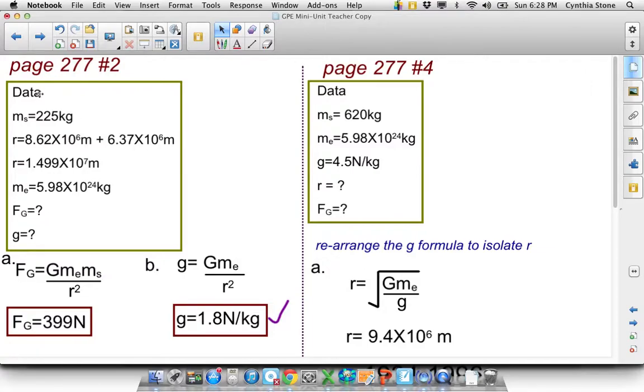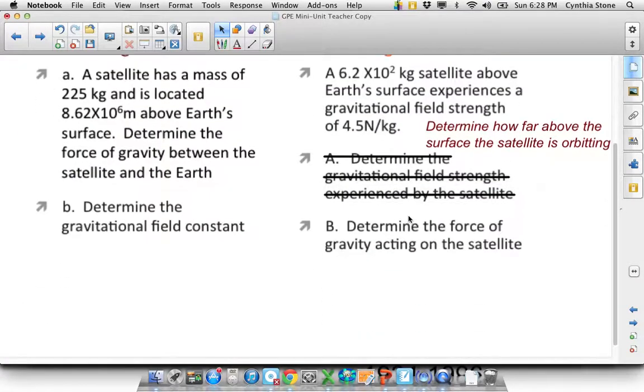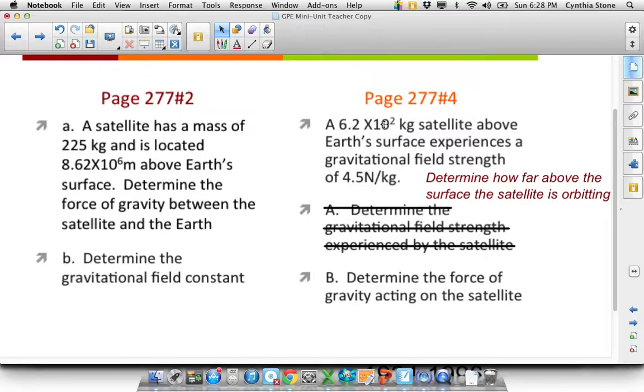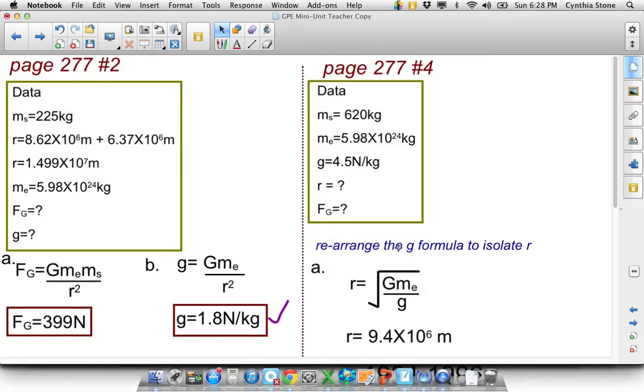Okay, so pause if you need to keep writing, but I'm going to skip back to the question so we can look at this question. In this question here, we're given a 620 kilogram satellite, and we know the field strength is 4.5. And we want to first find out how far above the surface of the Earth it's orbiting. So just jumping to that, we'll look at force of gravity afterwards. Really, this formula here, the G formula, I've taken it to isolate R. Right, so if you think about it, multiply both sides by R squared, divide both sides by G, take the square root. I'll leave you to figure out why that's true, but it is.